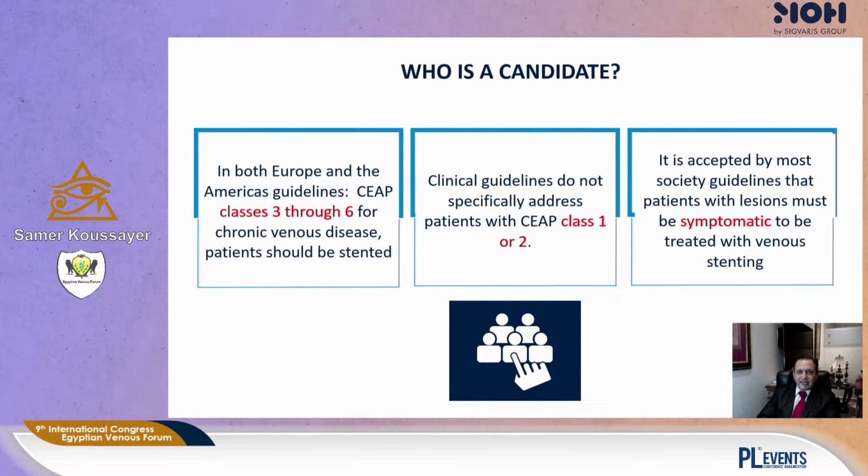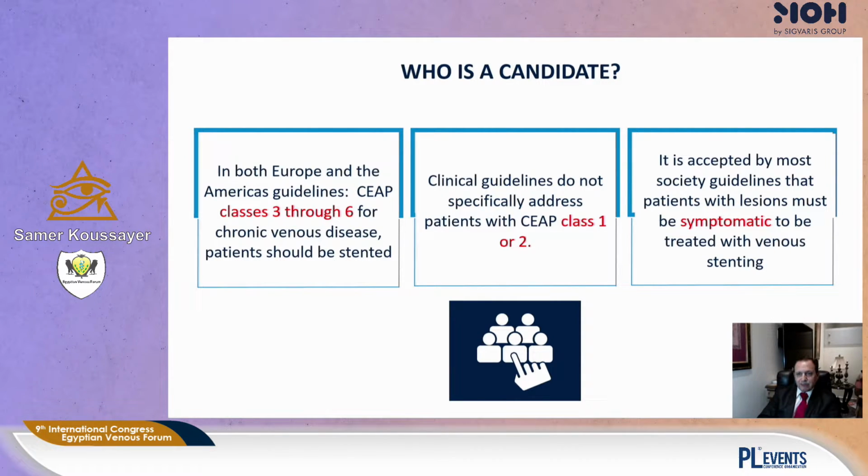So who is then a candidate? In both the European and American guidance, they said CEAP class 3 through 6 for chronic venous disease patients should be stented, but the clinical guideline did not specifically address the patient with CEAP class 1 or 2.